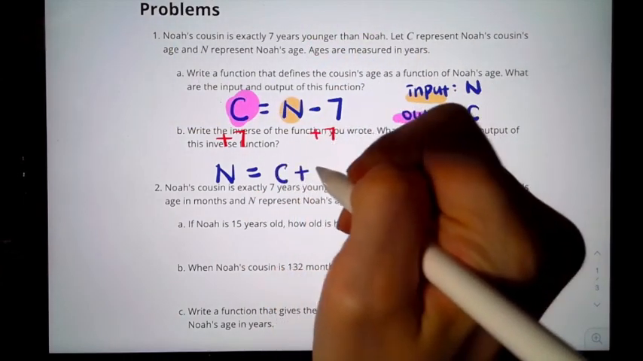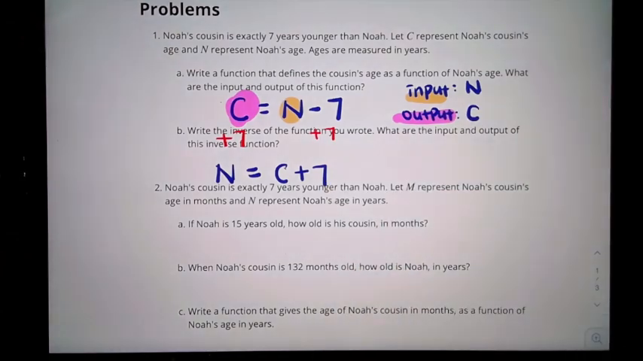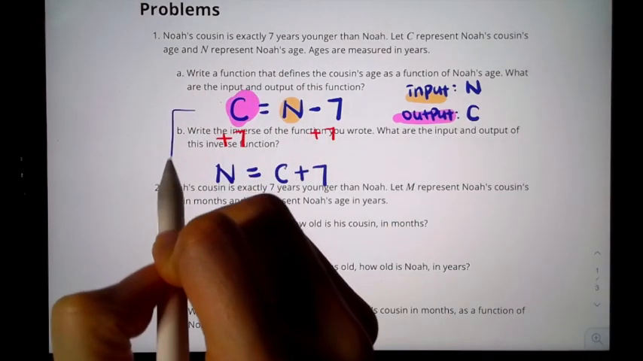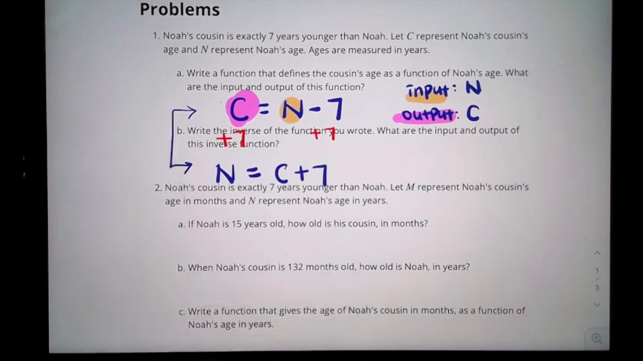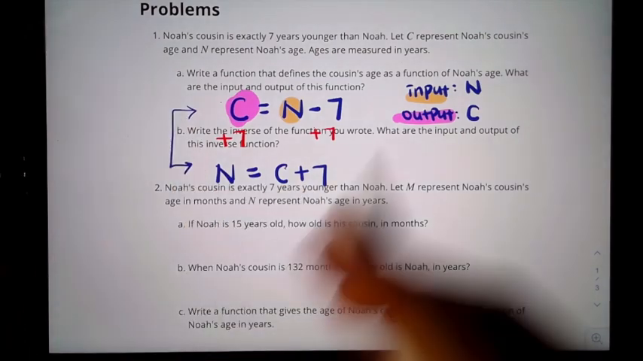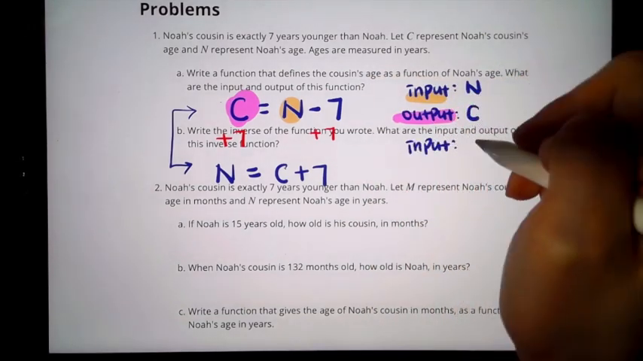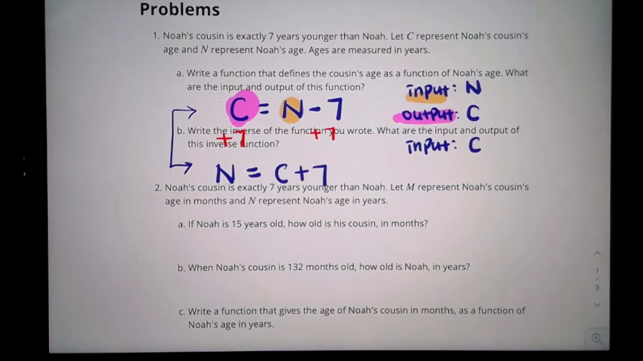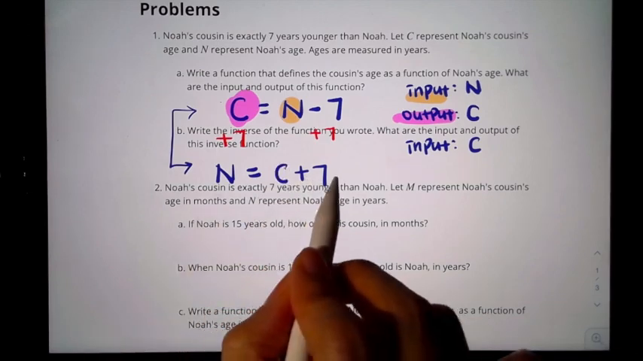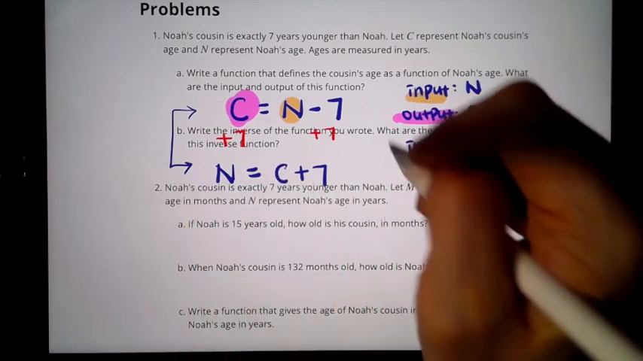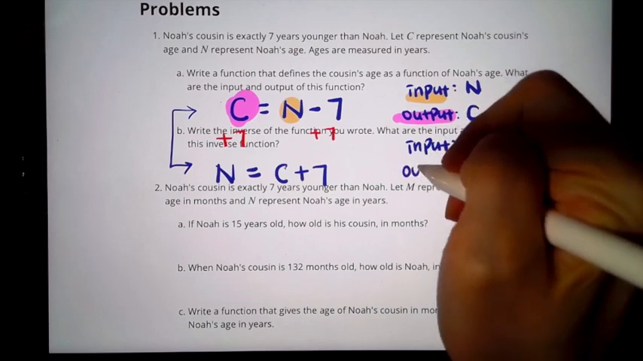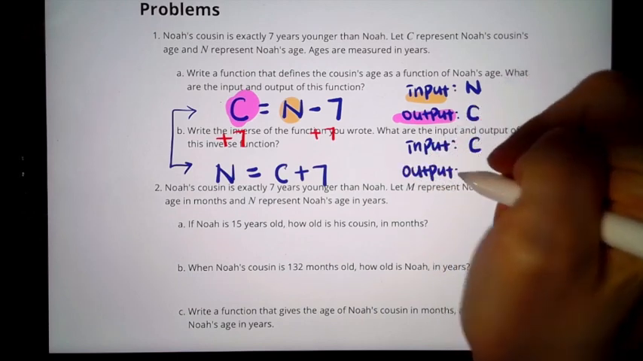C plus 7. So you know what, they are inverse, right? The input and output are opposite. So in this case, my input is what? Cousin's age. If I know my cousin's age, you add 7, then you can get Noah's age. So your output is Noah's age.